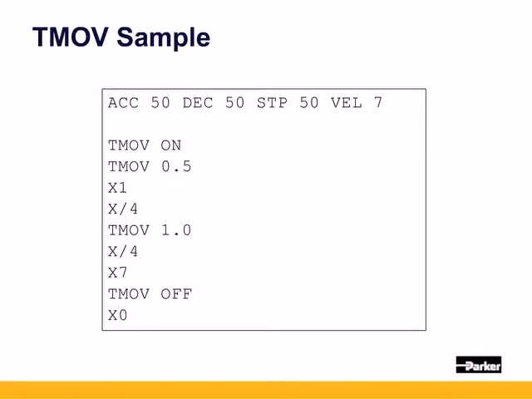Here's a sample program showing tmov on. To activate, tmove of 0.5 seconds. I'm going to move the x1 in half a second. Then I'm going to move an incremental distance of 4 in a half a second. Then set the tmov to 1, do another slower move, the same distance, and then to absolute 7, and then turn tmov off.